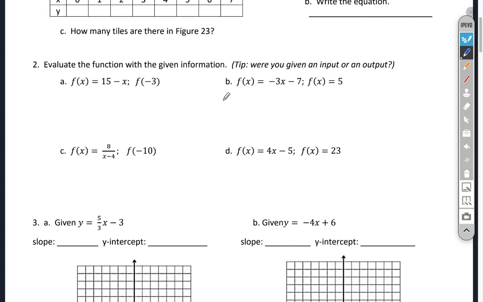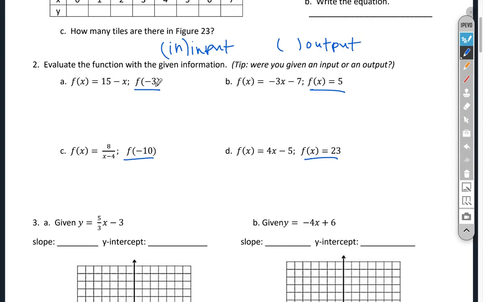All right, number 2 says to evaluate the function with the given information. So once again, hopefully we've got these down by now, but we're trying to figure out, are these inputs or outputs, and then we're deciding if we're plugging in for x or we're plugging in for f of x. So remember, if it's in parentheses, it's an input, and if it is outside of the parentheses, it's an output.